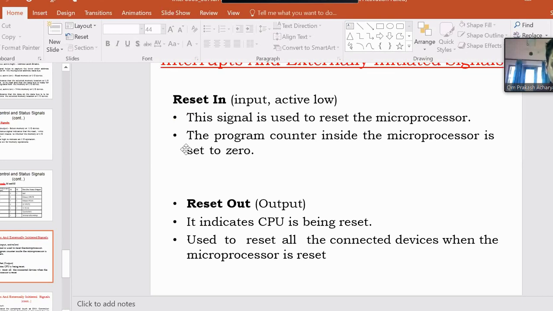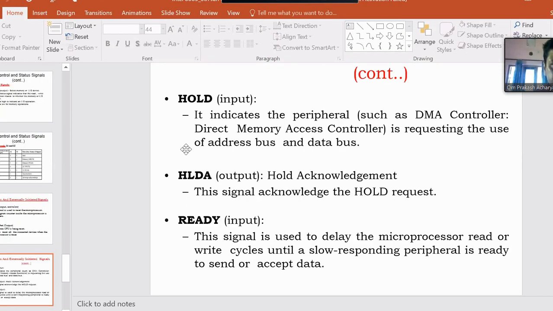Now these things, your doubt was, Mr. Mishra, this one, hold, HLD, ready. Yes, sir. Yes.